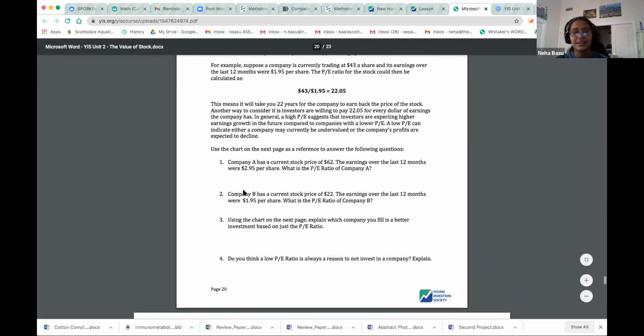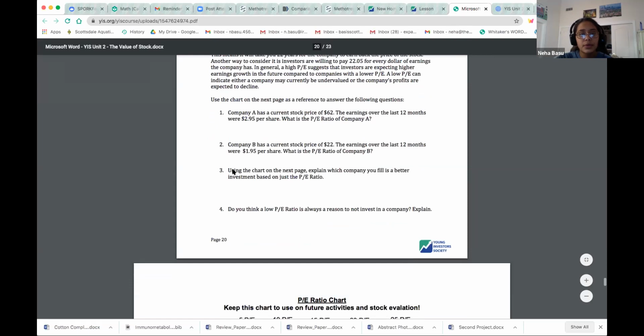I guess I can keep going. It would be 22 divided by 1.95, and that's going to come out to around 11.3. So the PE ratio of Company B would be around 11.3.